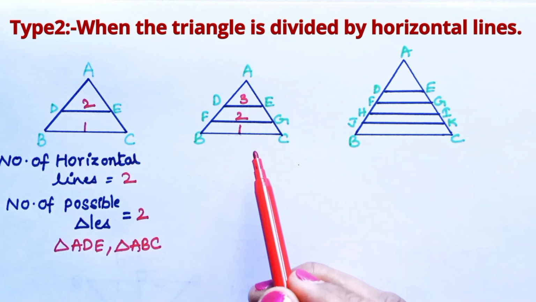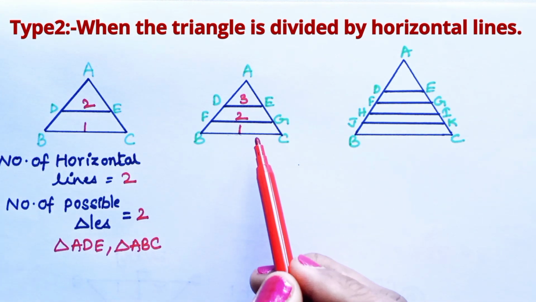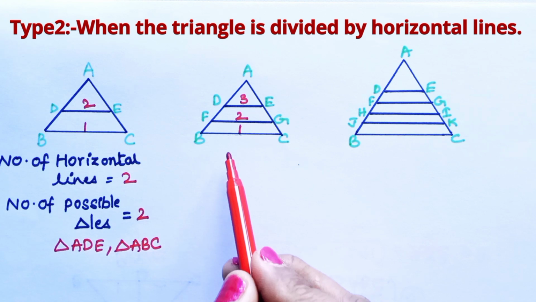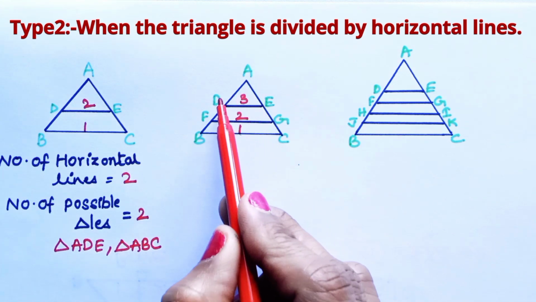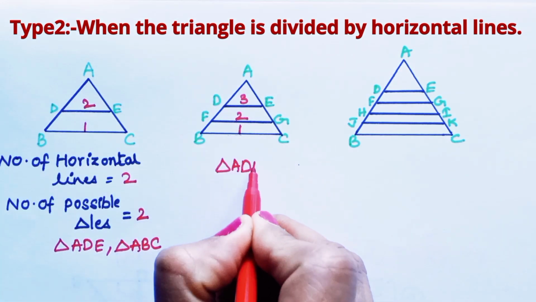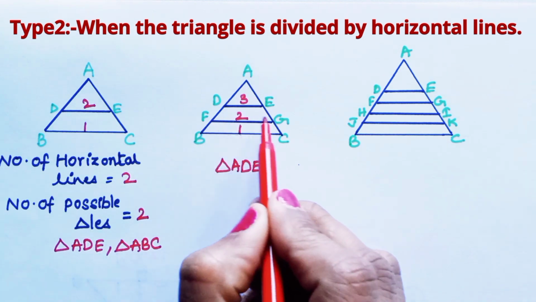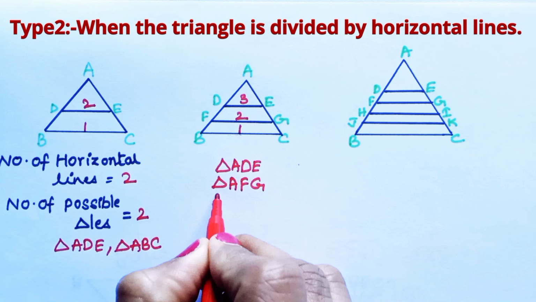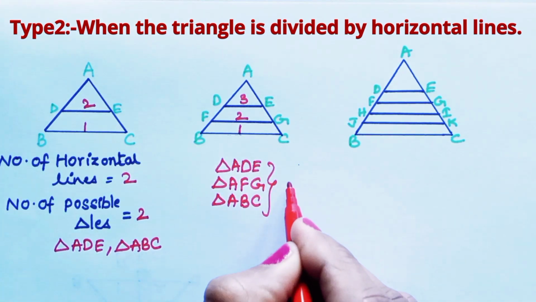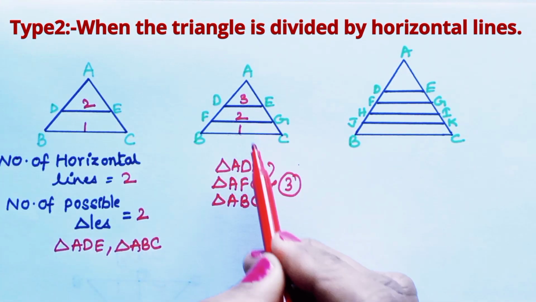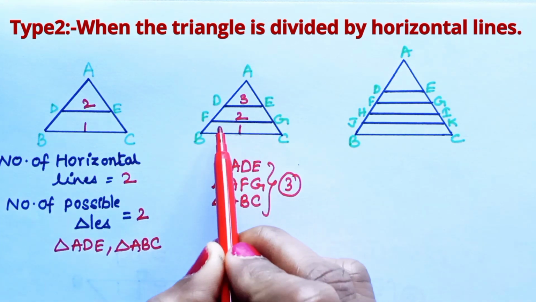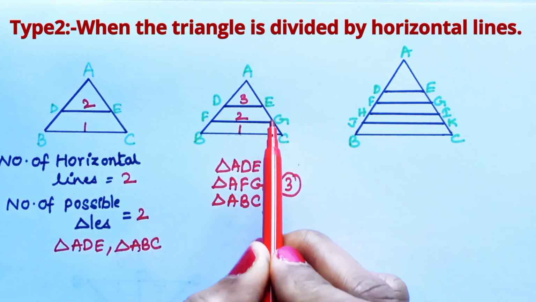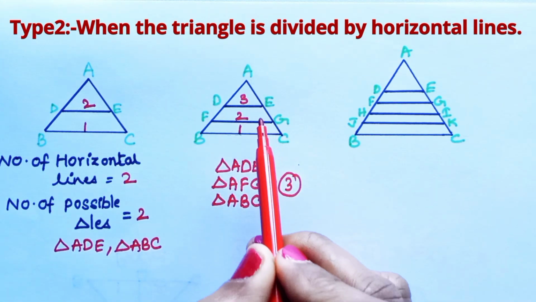So there are 3 possible triangles present in the given figure. So what are those 3 possible triangles? Triangle ADE, triangle AFG, triangle ABC. So the total number of triangles present in the given figure is 3. The number of horizontal lines will be equal to the number of possible triangles present in the given triangle.